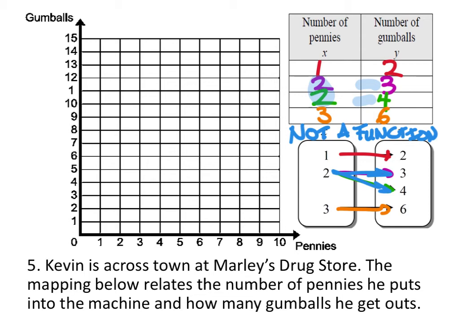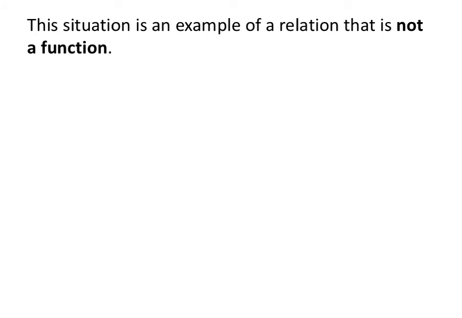So I got 1 penny, 2 gumballs, 2 pennies, 3 gumballs, but then 2 pennies, 4 gumballs, and 3 pennies, 6 gumballs. So that's all those ordered pairs. And again, in the vertical line test, we got this vertical line. We scan it. There's only once. That's okay. But oh, now it's touching it twice at the green and purple right here. So this one, still from the graph, is not a function. That situation was not a function, and we already know why.